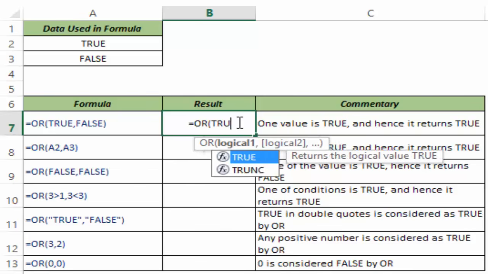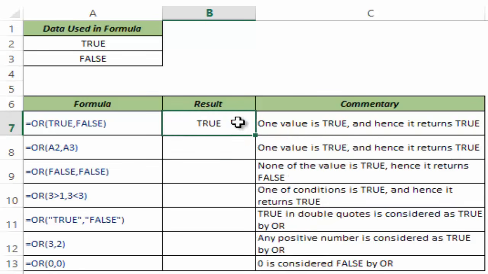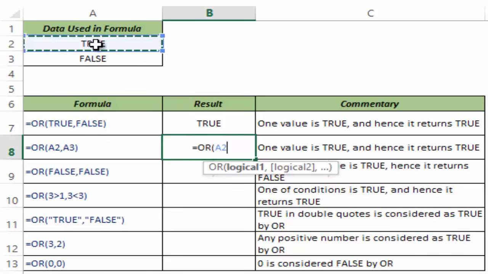So here I manually type true and false. Now you can see this returns true because one of the arguments, the first one, is true. I can also use cell references. So I type OR, I hit tab and I can use these cell references. I can use them either one by one. So I can have A2 comma A3, and then I can analyze this and it returns true because one of them is true, or I can use a continuous range. So I can select both of these like this and I can see that it still returns a true.